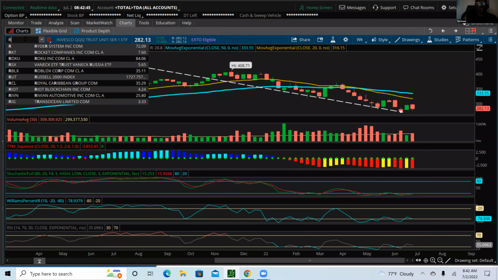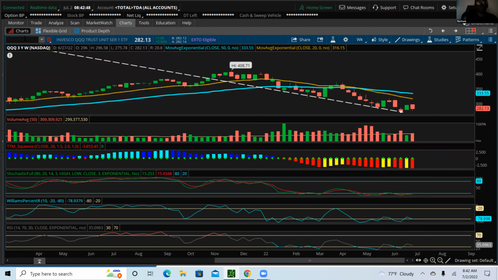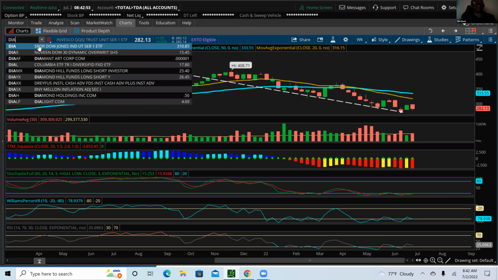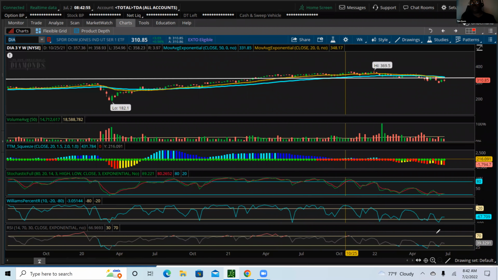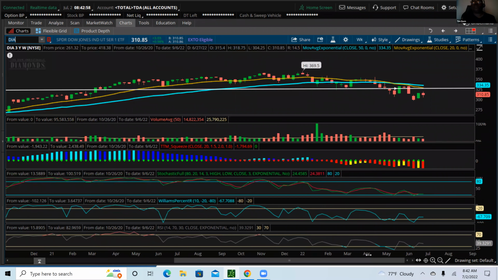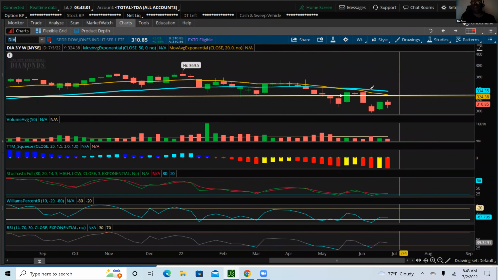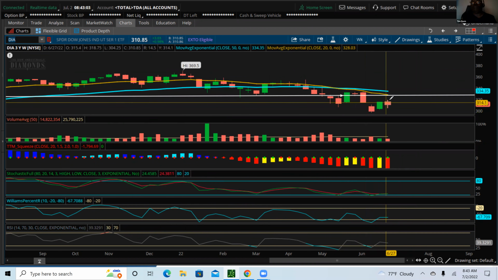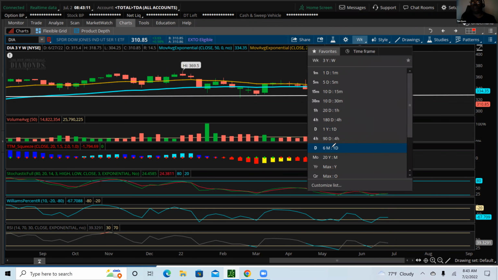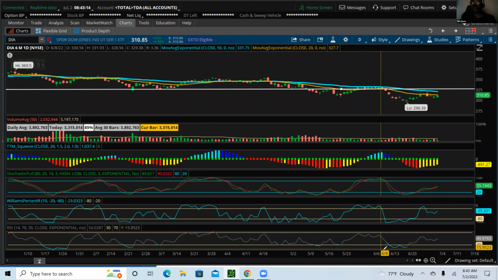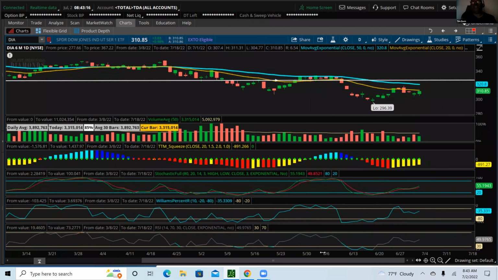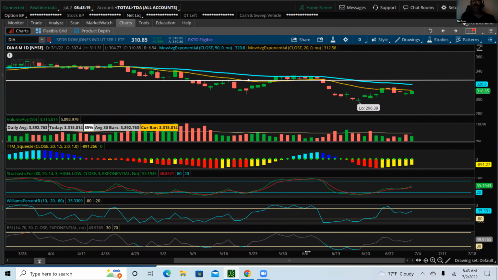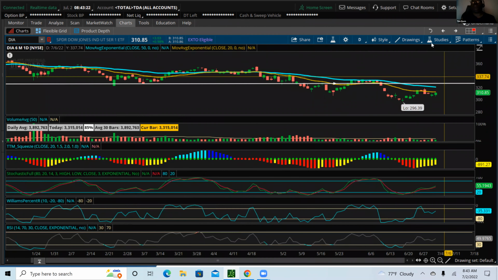Let's look at the Russell 2000 as well. Oh, I'm sorry, not the Russell, the DIA, which is the Diamonds, which is the ETF for the Dow Jones. Same type of scenario. Look at this gap right here. That gap fill right back up to fill that gap. And let me go to a daily chart here. Here's a daily chart of DIA. And I haven't even drawn a trend line here, so we can draw one here.